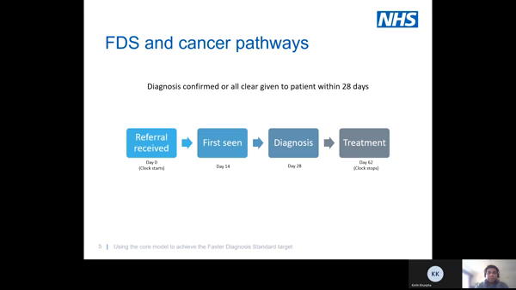So let's talk about the faster diagnosis standard and cancer pathways. The faster diagnosis standard refers to the standard where a diagnosis of cancer or the all clear needs to be given within 28 days of receiving an urgent referral. Below, I've highlighted and outlined what a pathway for a cancer service for a particular tumor site may look like.